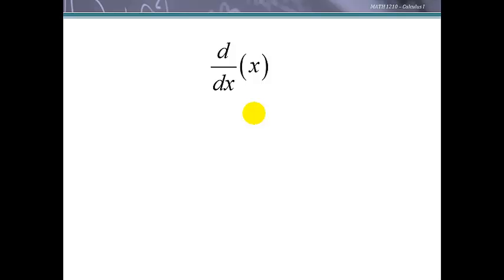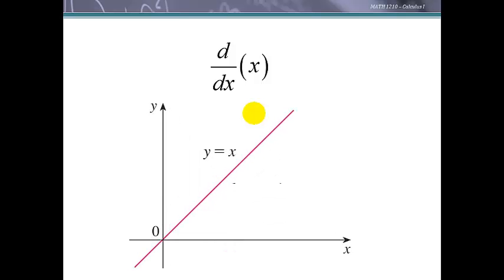Now let's look at x to the first power. And so we have our identity function here. If we look at the graph, we see that any secant line and any tangent line, the slope there would equal 1 at any given x value. Therefore, the derivative of x equals 1.